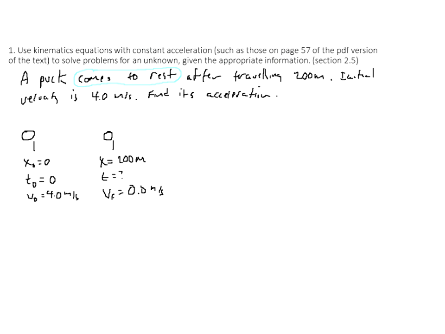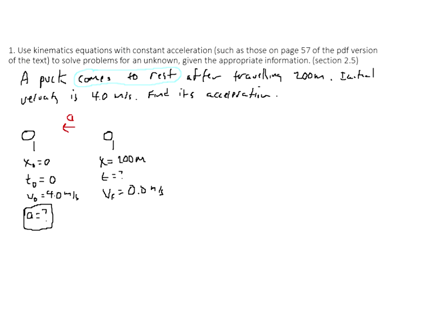So if it starts at 4 and ends up at 0, that means that it has an acceleration that is in that direction, so opposite the direction of motion. Velocity is from left to right as you're viewing it, so the acceleration is from right to left. We don't know the acceleration, and that's our target variable.